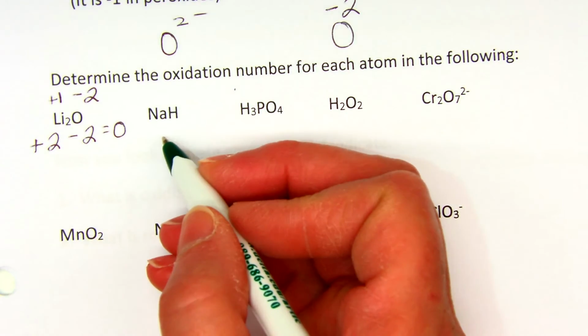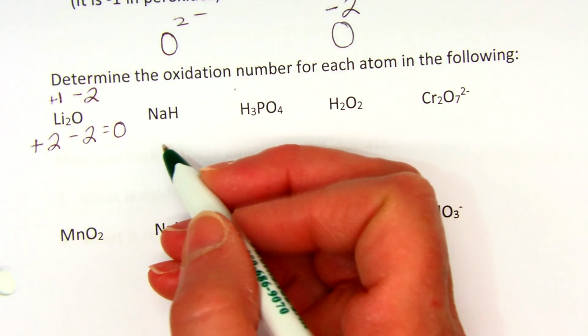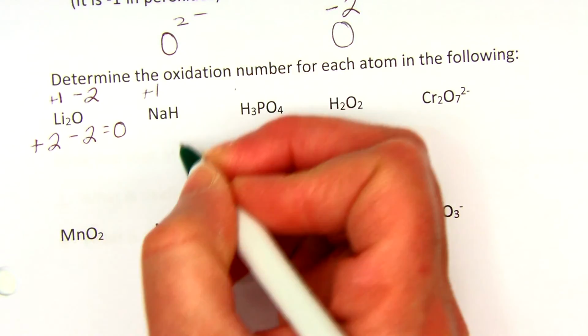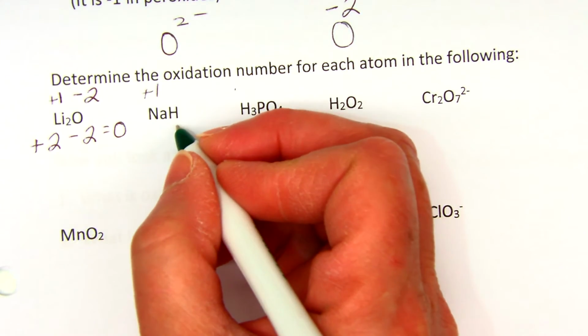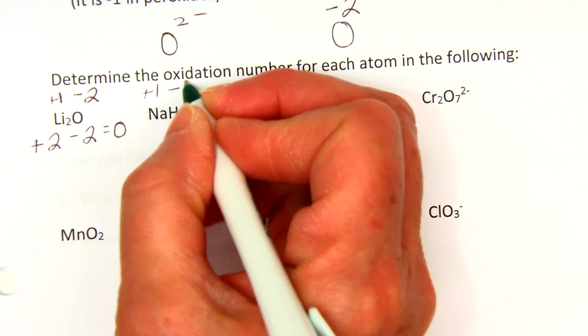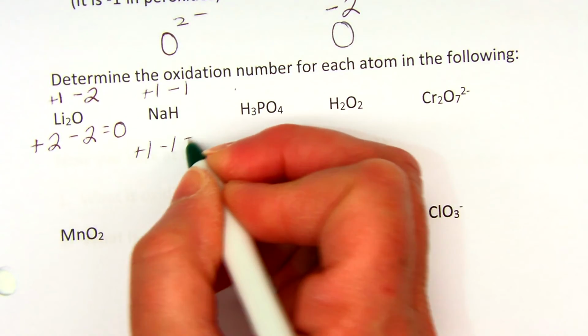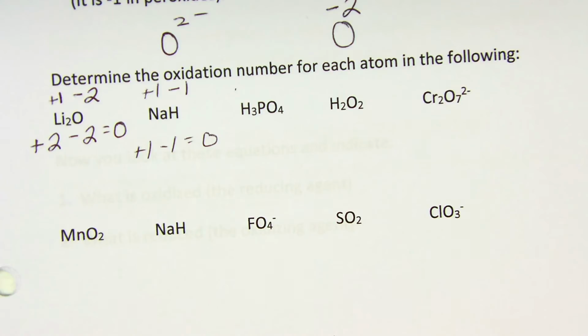Look at sodium hydride. This is an ionic compound, and it's a metal hydride. Sodium's a +1 ion, so it's a +1 oxidation number. Hydride is a -1 because it's a metal hydride. +1 -1 is equal to 0. So those are fairly straightforward because they were ionic compounds.